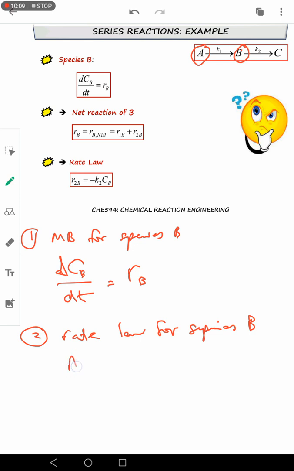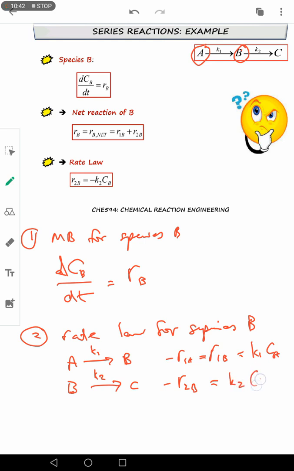So ni saya pecahkan A kepada B and then B kepada C. At these two steps we have species B. So maksudnya you kena buat lah. So tadi kat sini you dapat R1A, tapi yang kita nak adalah B, R1B. So this is the same as K1CA. So in this case it is actually R2B equals to K2CB.